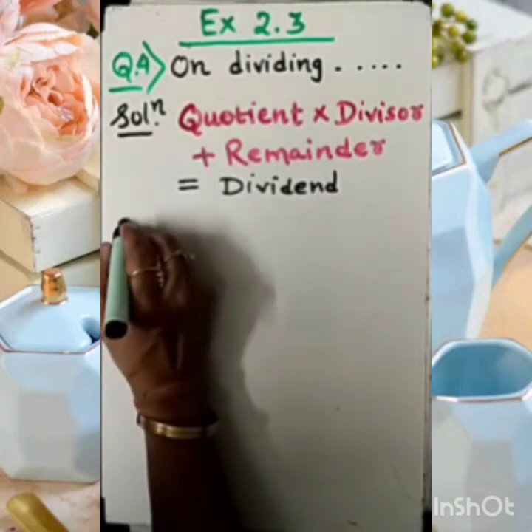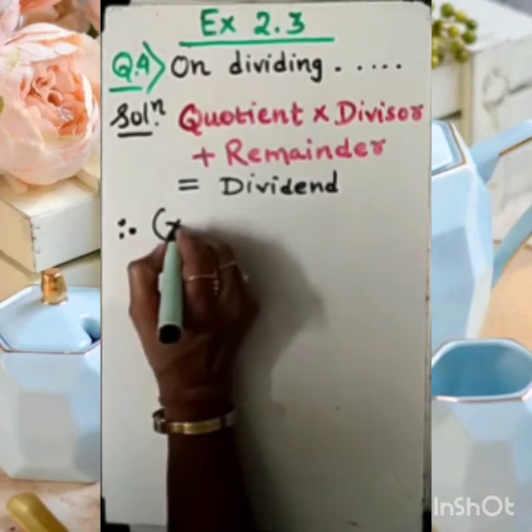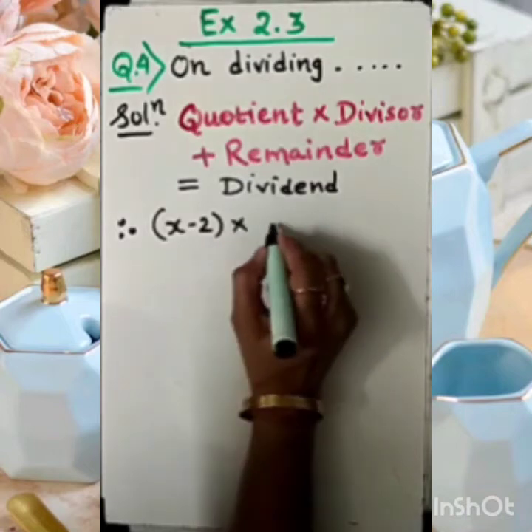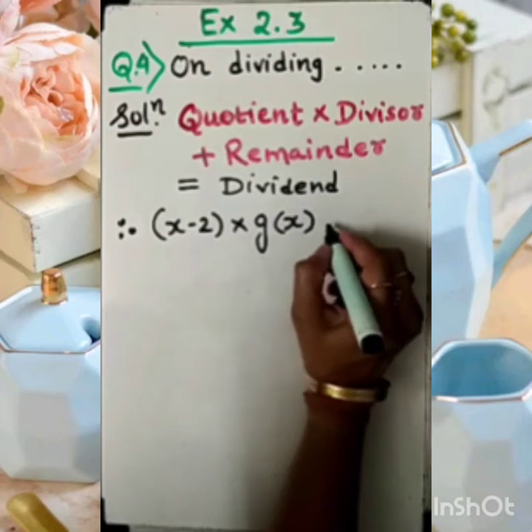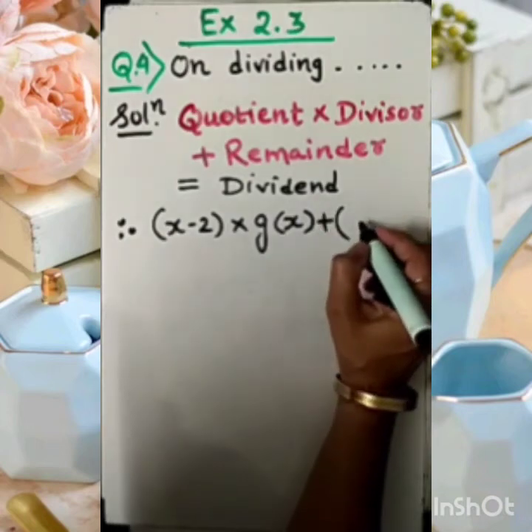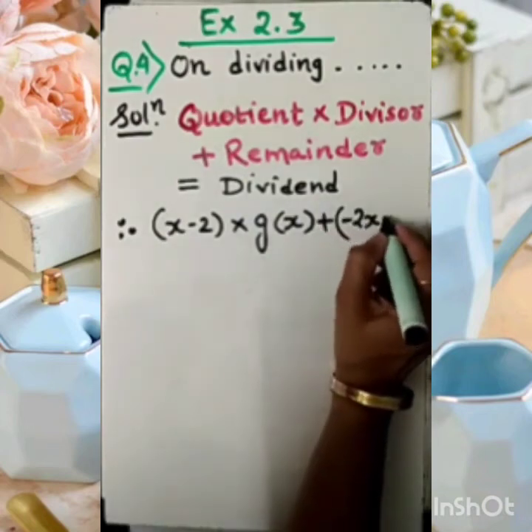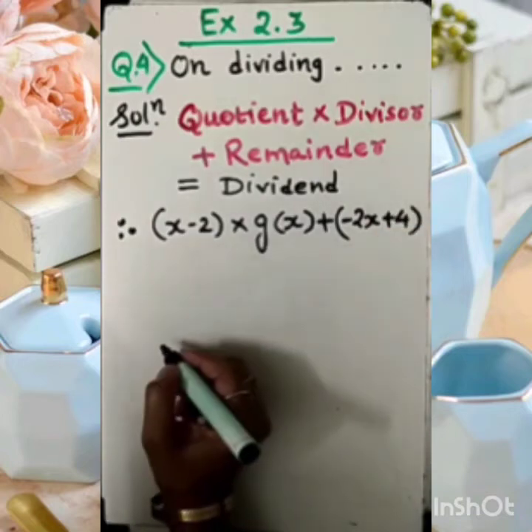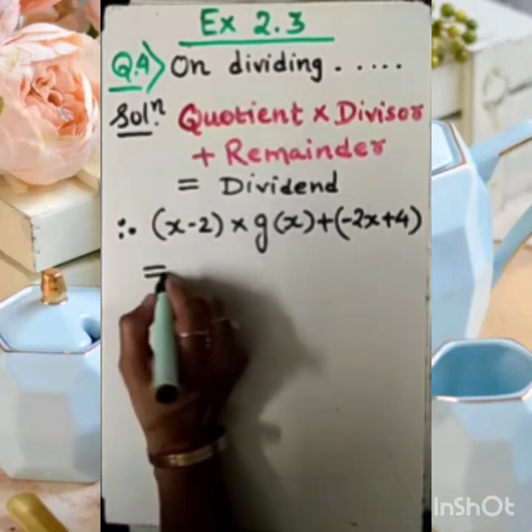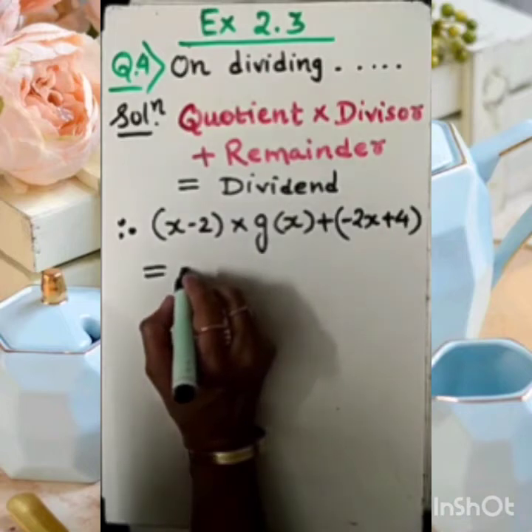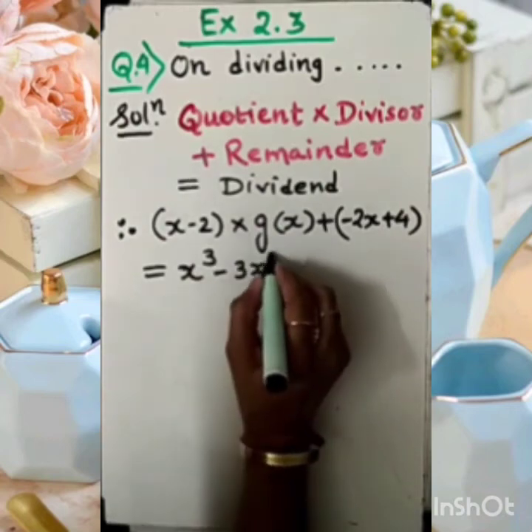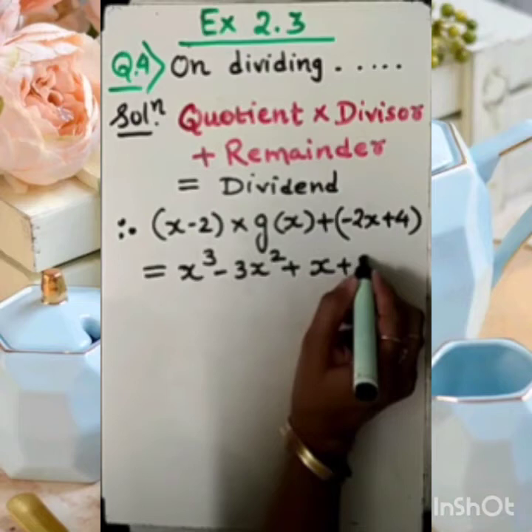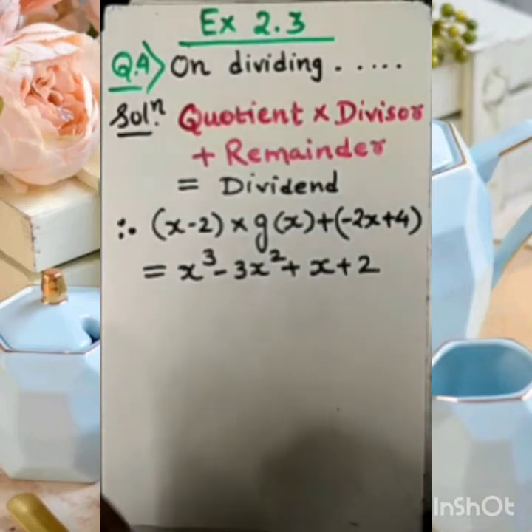So here you can see what is quotient. We are given x minus 2. Divisor we are given g(x), so let's write down g(x), plus they have given the remainder is minus 2x plus 4. So carefully note down the remainder also. And of course our dividend, that is given x cube minus 3x square plus x plus 2.